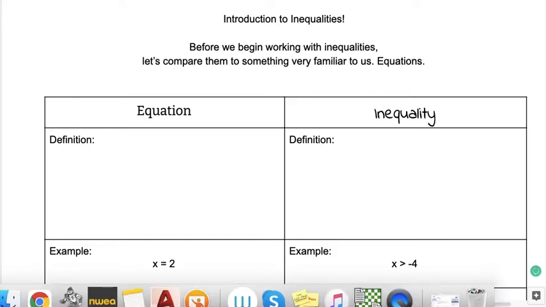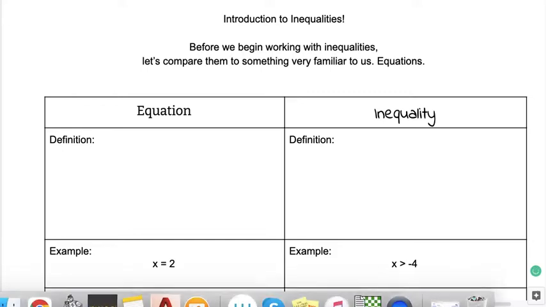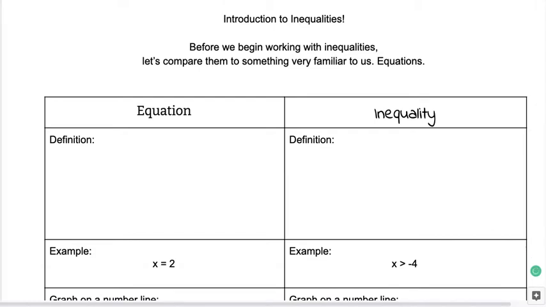Okay, let's take a look at inequalities and first of all how they relate to equations. What's the big difference between equations and inequalities?